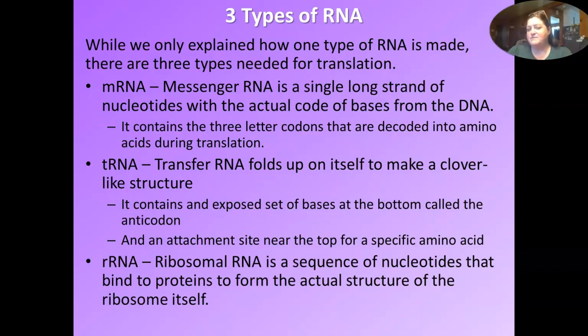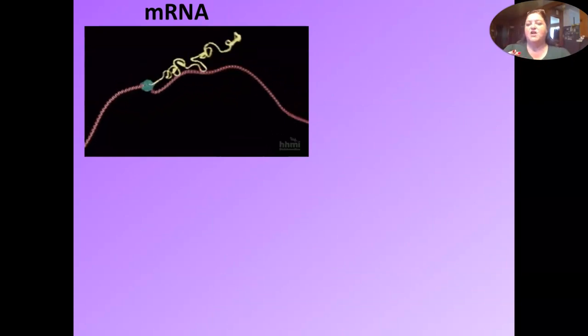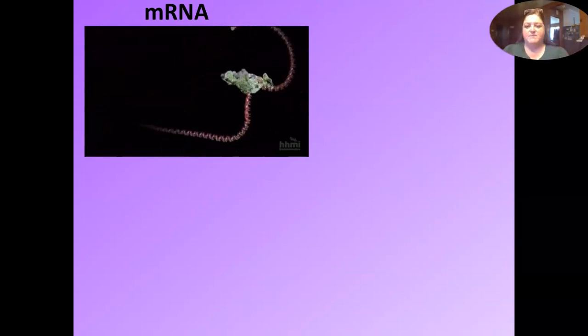And then finally, we have to have the ribosome itself. Now, the ribosome is made up of two things. It's made up of protein and ribosomal RNA. So RNA and proteins come together to make the physical structure of the ribosome itself. And that's where all of this is going to happen. So in messenger RNA, you have this big long strand that can be decoded and made into a protein.